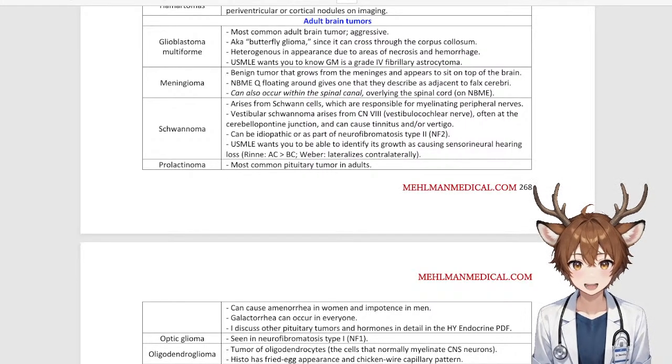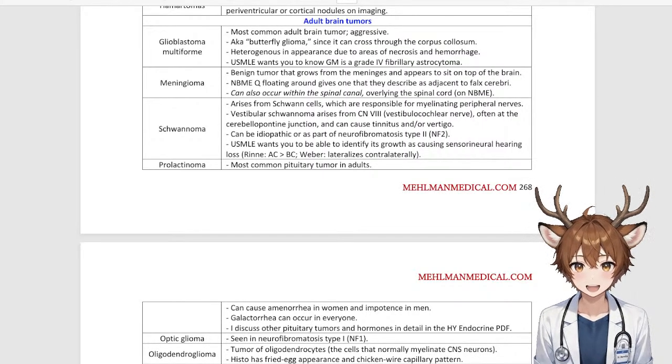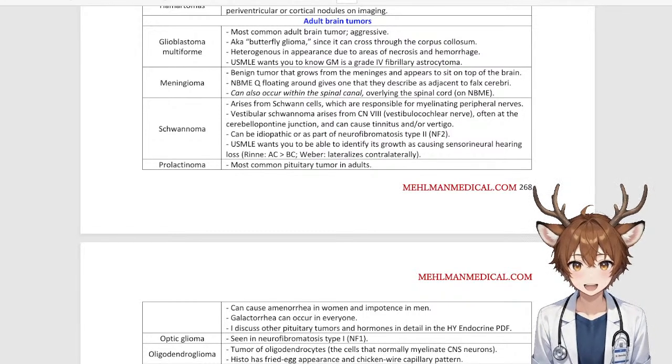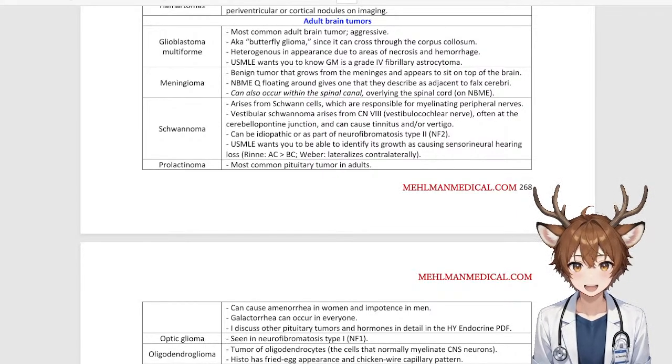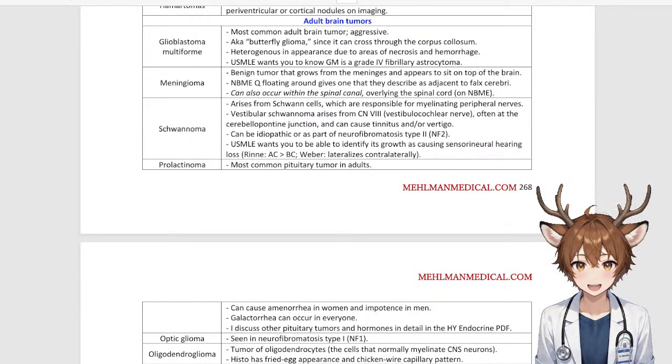Meningioma, benign tumor that grows from the meninges and appears to sit up on top of the brain. An NBME question floating around gives you one that they describe as adjacent to the falx cerebri. It can also occur within the spinal canal, overlying the spinal cord on NBME.